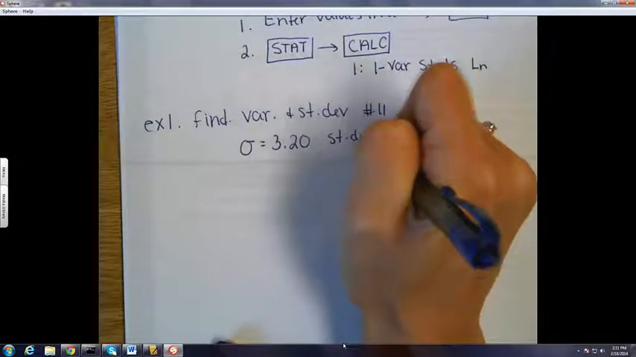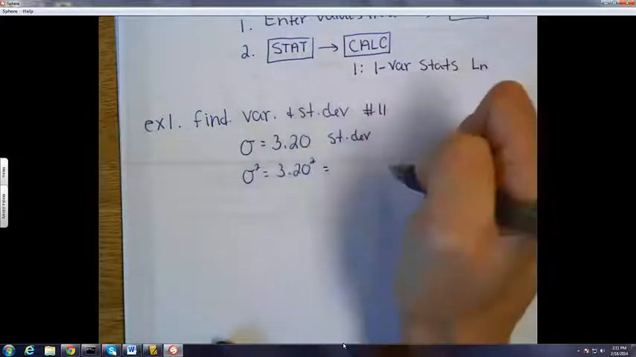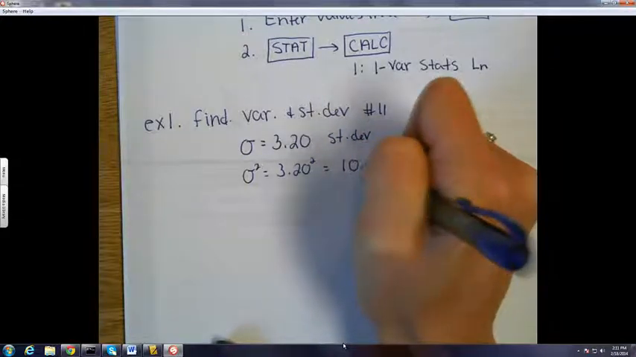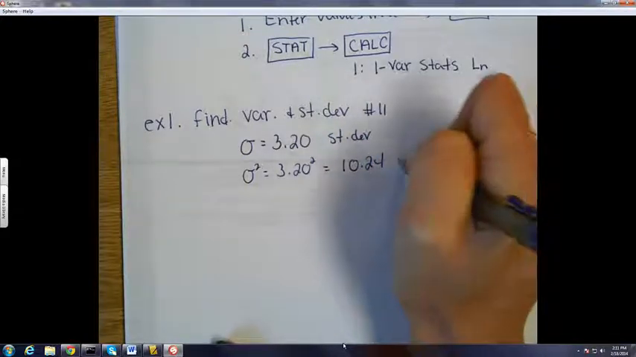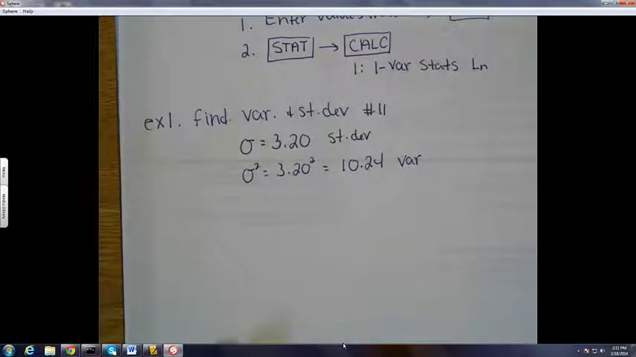How do I get the variance? I got to square it. What's 3.20 squared? 10.24 is my variance. So when the question asks for variance, you've got to know what to do. Variance is not on that calculator. Okay, so that was our nice shortcut.